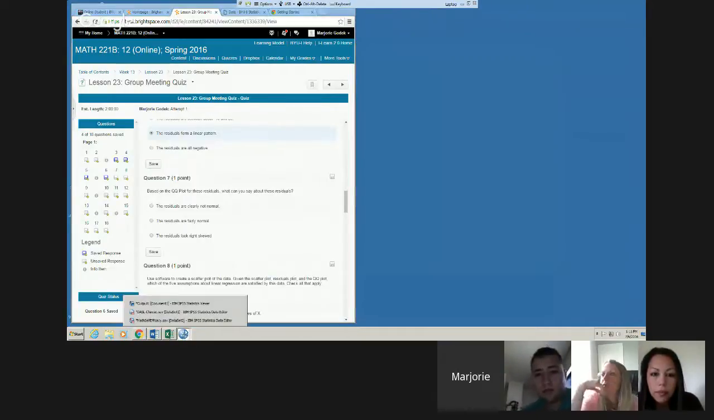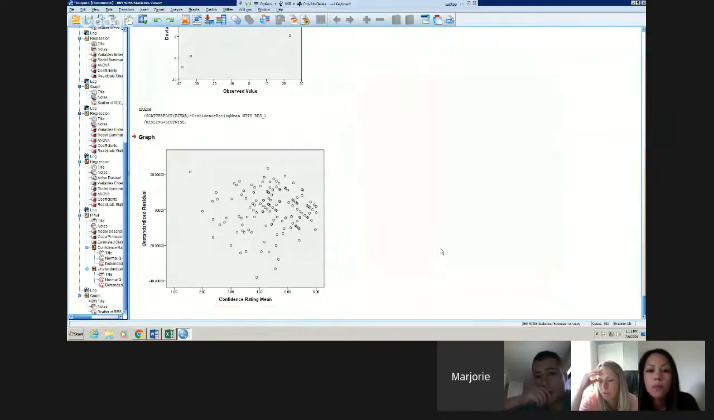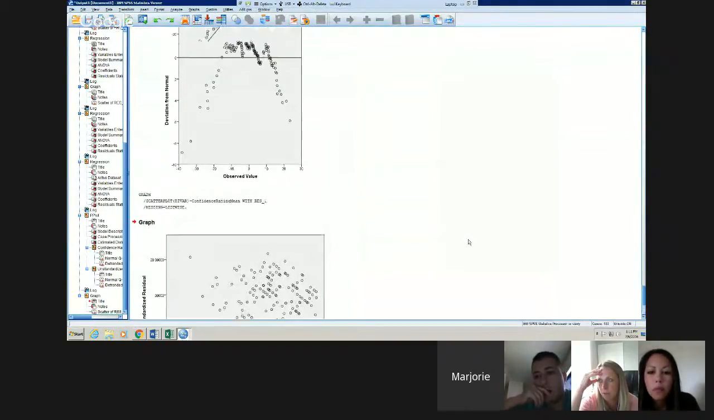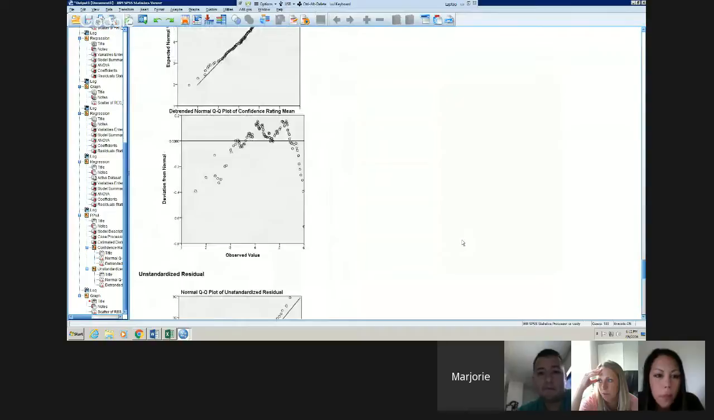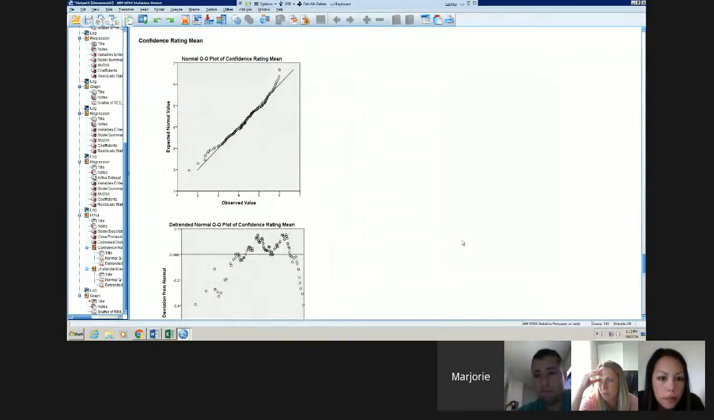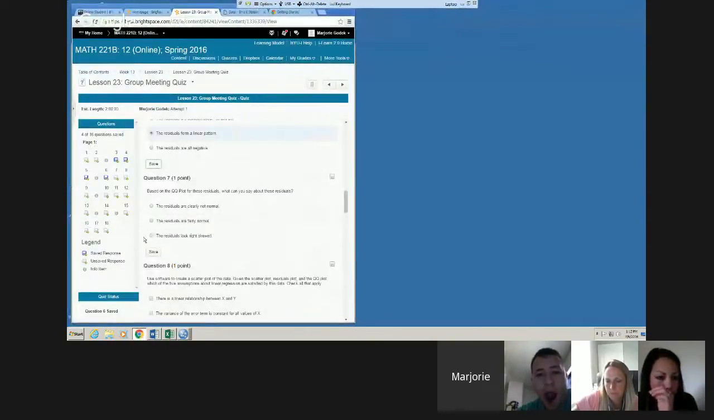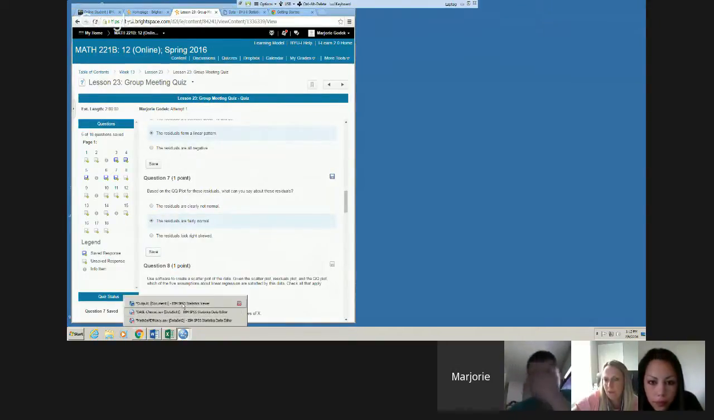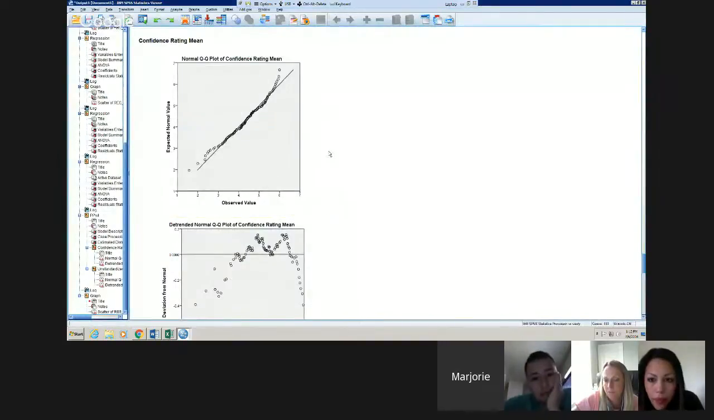I'll pull this back up again. And then this one goes to the QQ plot, which I already did, right? Yeah, you already did that one. It looks fairly normal, right? I'd say it's clearly normal, isn't it? But this says clearly not normal. Oh, yeah. Question 7. Okay, and 8. So we're doing the fairly normal, right?